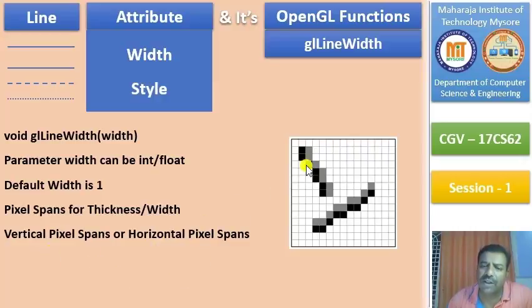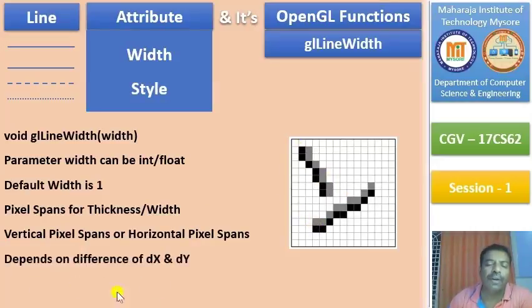Now if you observe the second line, I'm increasing the thickness of this. The pixels have been added to increase the thickness with respect to the x-axis, and this is what I mean by horizontal pixel spans. So in one case I'm increasing the thickness with respect to the y-axis, and in the other with respect to the x-axis. Now, when should I use vertical pixel spans, and when should I use horizontal pixel spans?